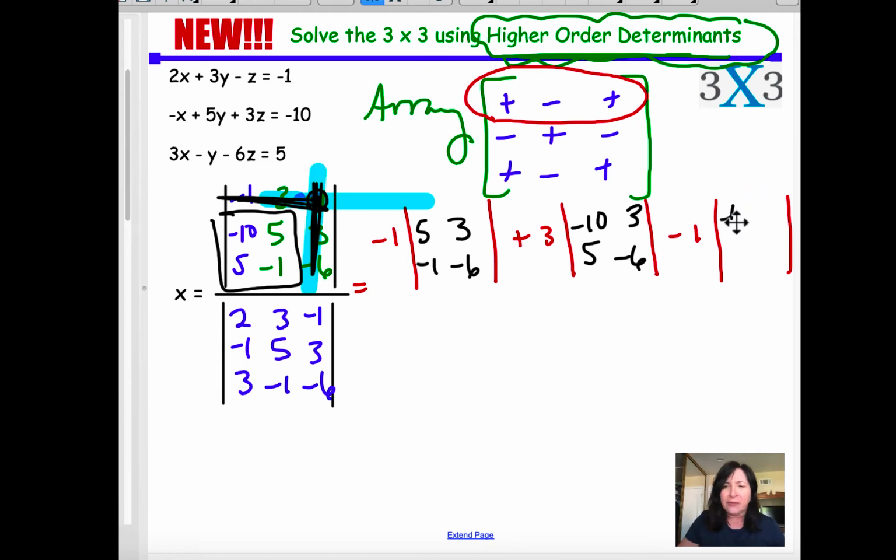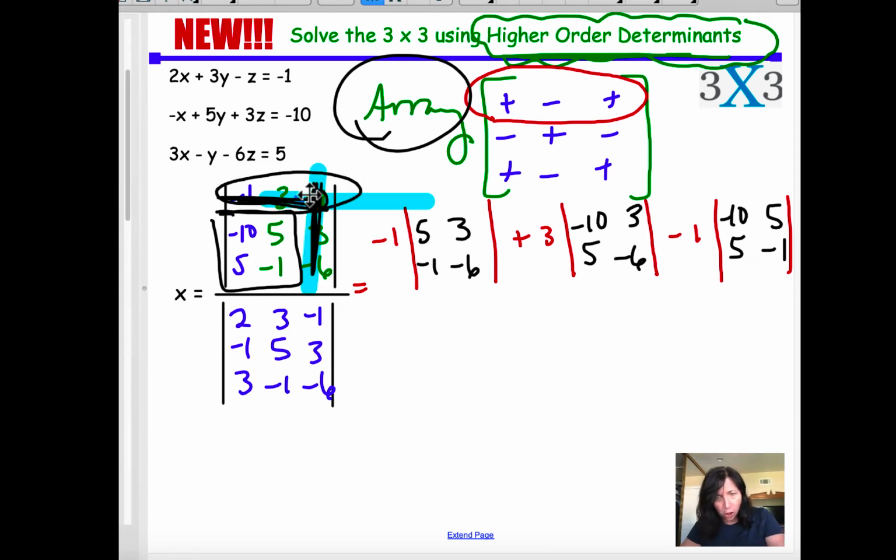So we have negative 10, 5, and then 5, negative 1. Now, don't forget your array, because what this is going to do now is determine whether or not my signs for expanding the first column are going to stay the same or change. So for the first term, see how it's a plus? That means that's going to stay the same. Plus means the same.